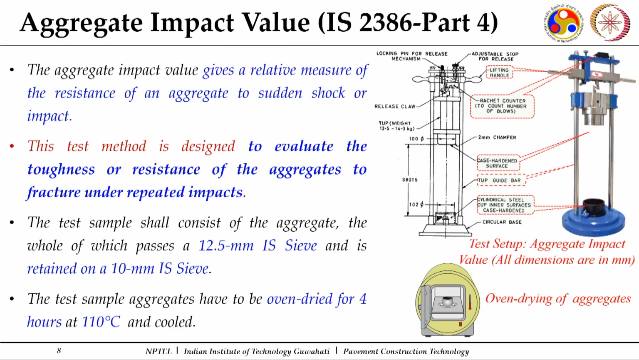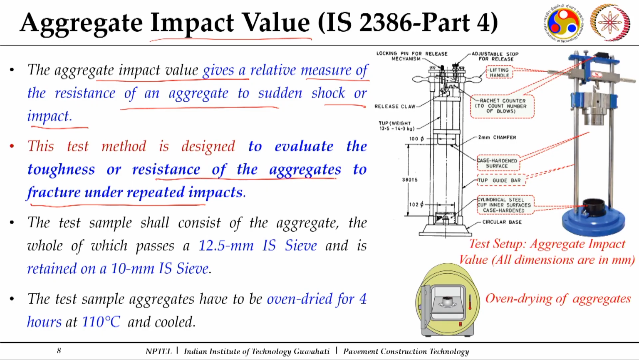Now the other test is the aggregate impact value, again as per IS 2386. The aggregate impact value gives an idea about the toughness of the aggregates, and it is a relative measure of the resistance of an aggregate to a sudden impact, which can occur during production, transportation, handling of the aggregates, laying in the field, and compaction. So it gives an idea about the resistance of the aggregate to fracture under repeated impacts.